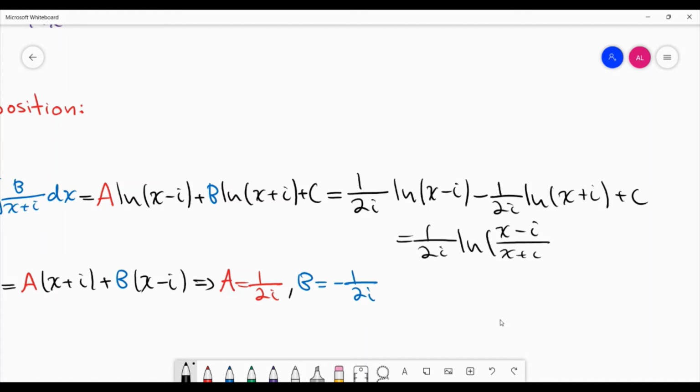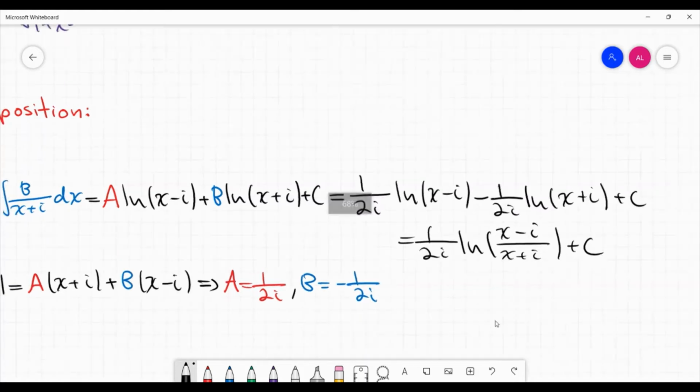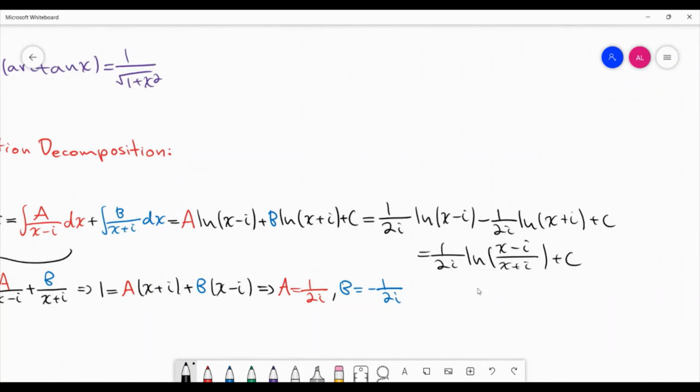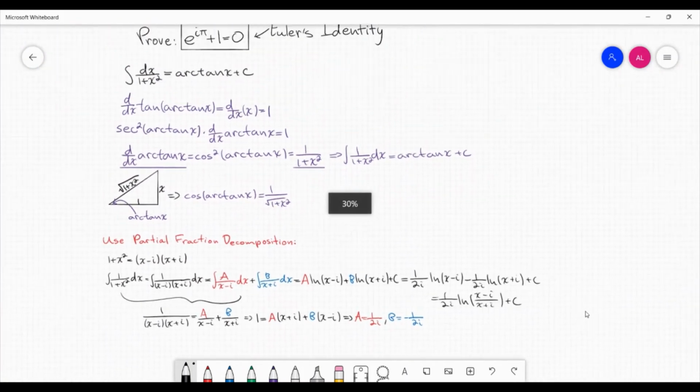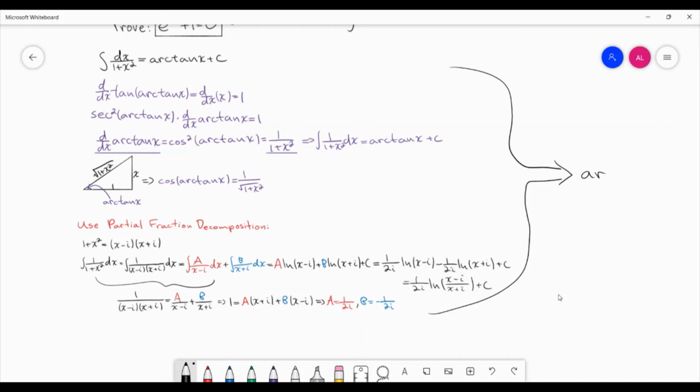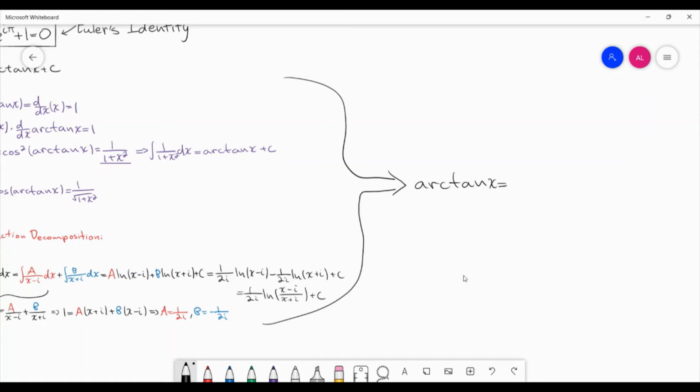So we can use log rules and combine this. And we have that this integral is equal to 1 over 2i times natural log of (x minus i) over (x plus i) plus c. And so we can combine the results from these two sections to get an identity. Arctangent of x equals 1 over 2i ln of (x minus i) over (x plus i).